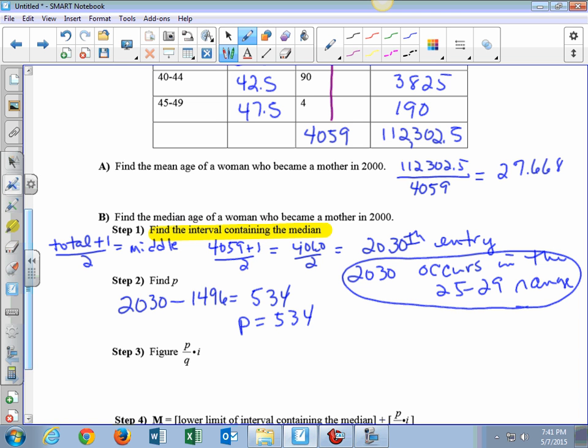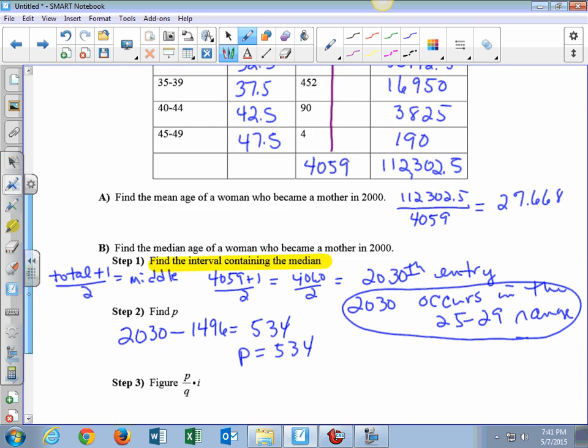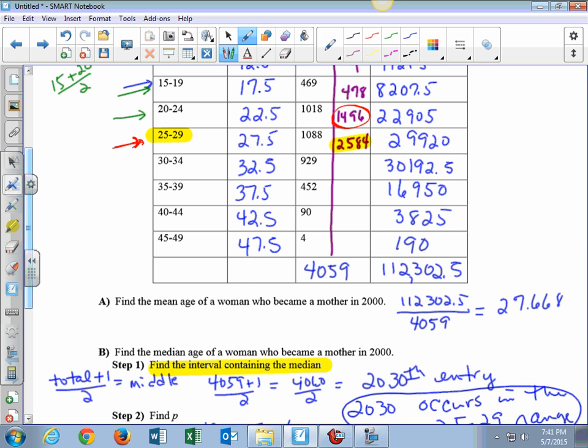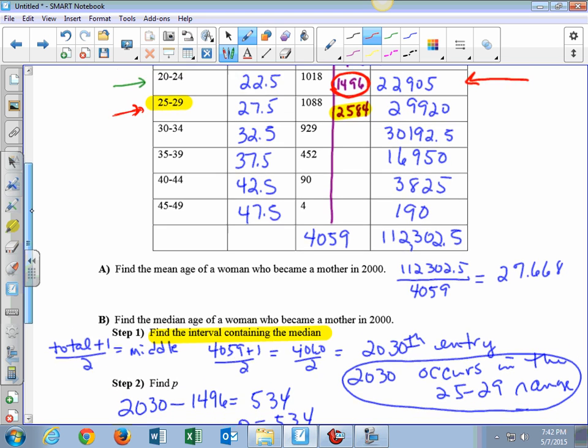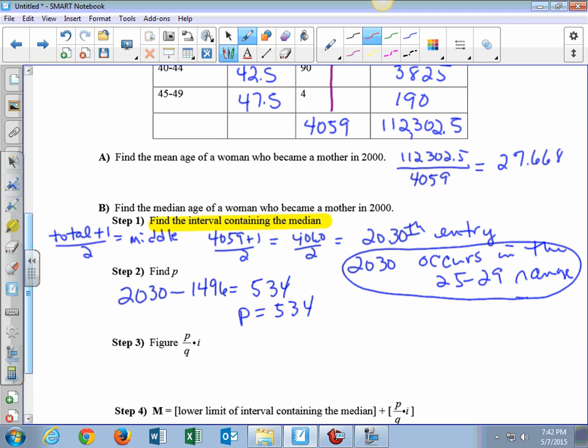One more time. The p-value is the number required to reach the median from the lower limit of the interval containing the median. So I go back and find the cumulative frequency leading up to the previous interval. The previous interval was 1,496. I need to go into the next interval to reach my 2030. So I need to subtract my 1496 from my 2030 to see how many terms or items I need to go into that interval of 25 through 29. Okay, that is the confusing part, I admit.